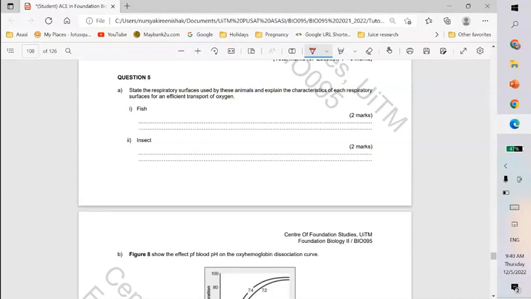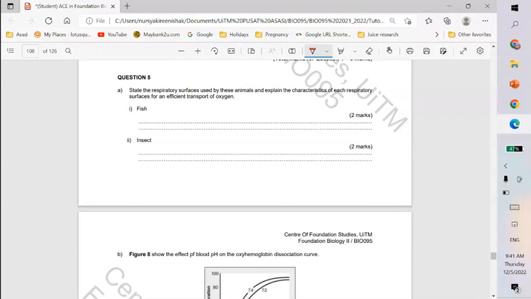I will repeat this for Fatihah because it was cut off just now. For fish, the points that you can include in your answer are: the fish has gills, and the gills are composed of many lamellae, which are full of tiny blood vessels. Because they have lamellae, this increases the respiratory surface of the gills, and it uses counter current exchange between water and the blood that flows inside the blood vessels in the gills. So counter current exchange occurs.